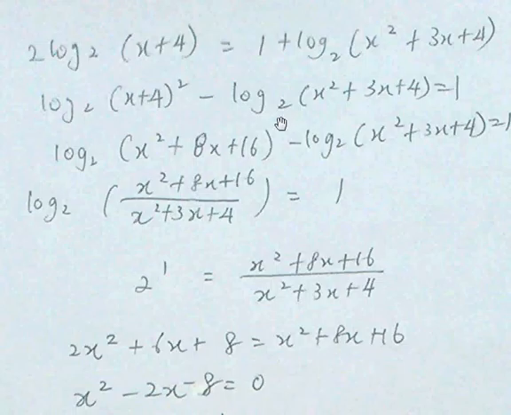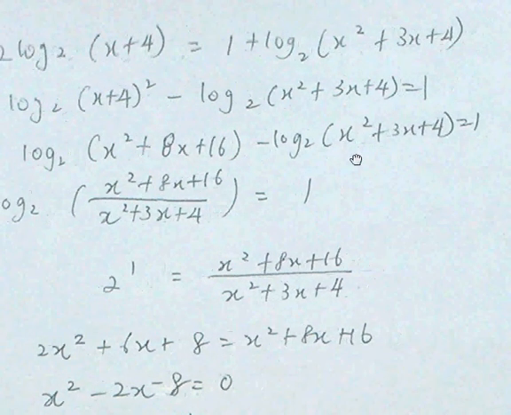Firstly, we can simplify the given equation, which is 2 log₂(x + 4) = 1 + log₂(x² + 3x + 4), by bringing this log function to the left hand side. So we get log₂(x + 4)², since we can bring up the 2, minus log₂(x² + 3x + 4) equals 1.